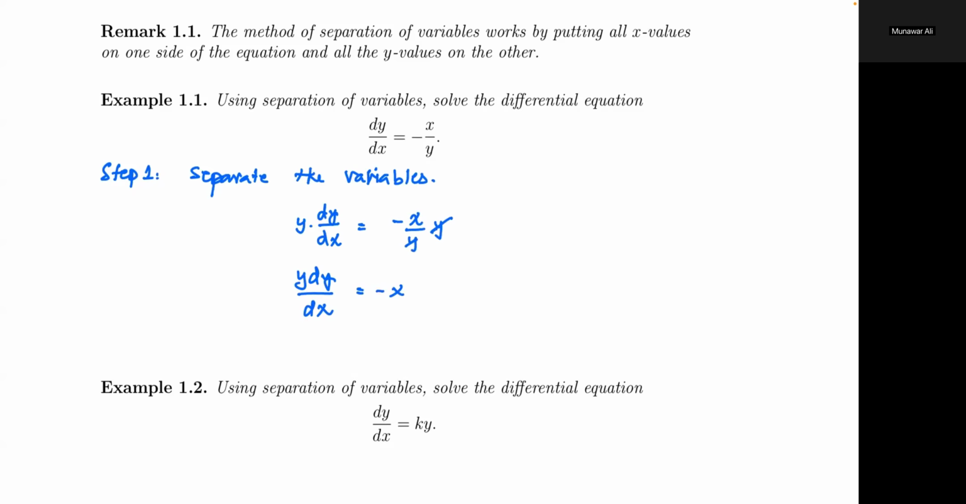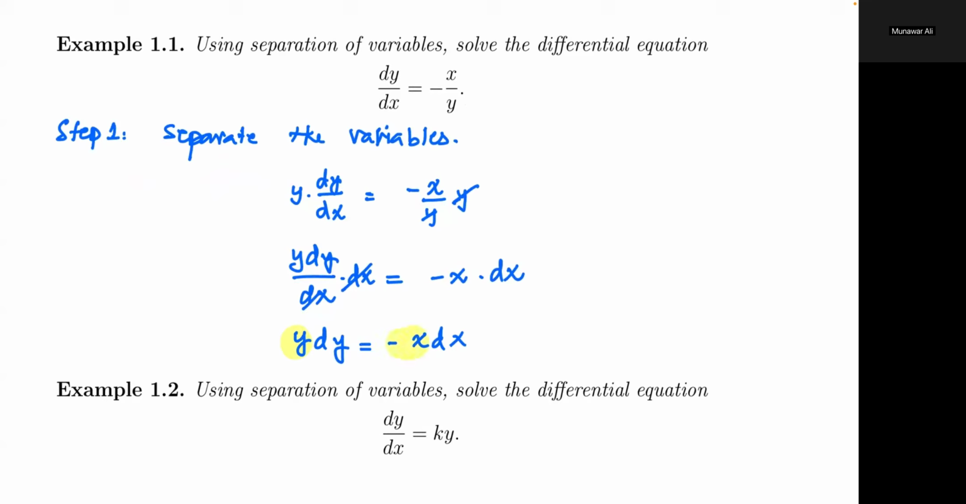And now if you multiply dx on both sides, maybe let me put some space. You multiply dx here, you multiply dx here, and then you get y dy is equal to negative x dx. So we can separate the variables, hence we can apply this method of separation of variables. You can see this is some function of y times dy and some function of x times dx.